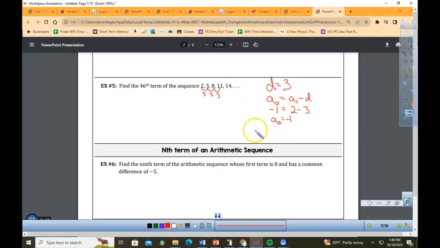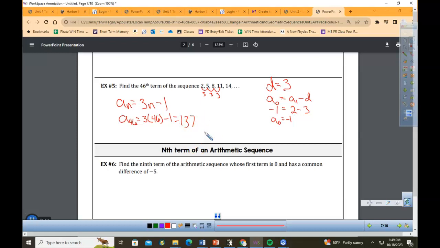Now I can write my formula for it. So my formula is going to be a sub n equals my d times n minus my initial, or plus my initial, but it's a -1. Now I can find a of 46 by plugging in 46. I plug that in, I get 137. Ta-da!